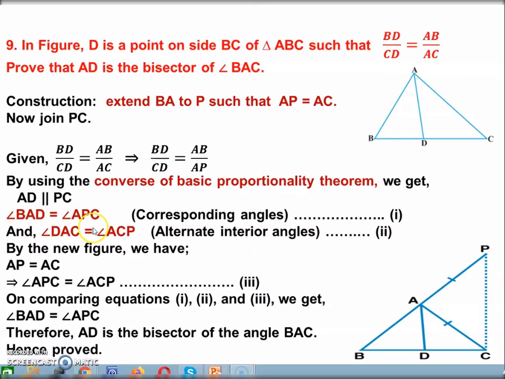So angle BAD and angle APC are equal, corresponding angles. Angle DAC and angle ACP are equal, alternate interior angles. Already we have AP and AC equal. So the angles opposite to equal sides are also equal. So by that I get APC and ACP equal. Now, if you combine all these three equations, you will get BAD and DAC are equal. Therefore, AD is the bisector.